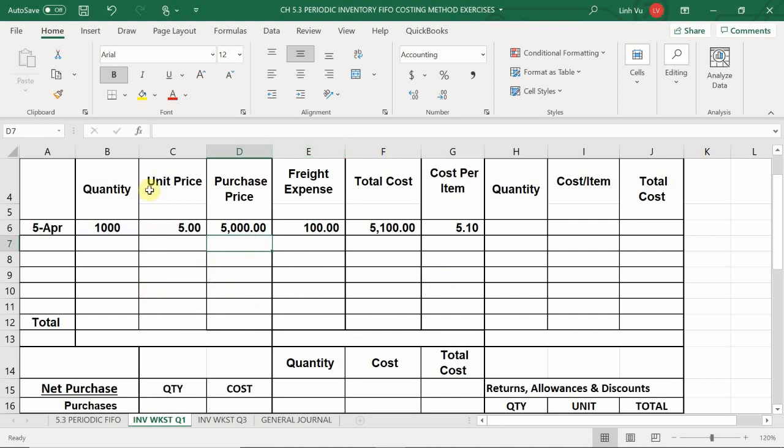So there you go. Here I've already calculated that it's going to cost me $5.10 to sell each item. So for a total of 5,100, for every item that I sell, it's going to cost me $5.10.